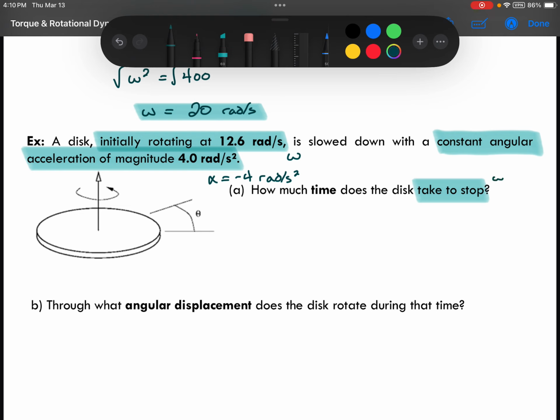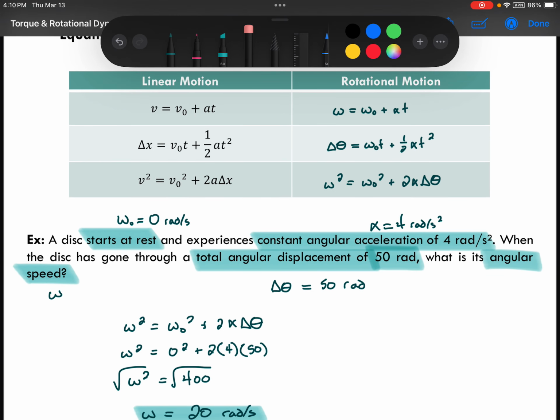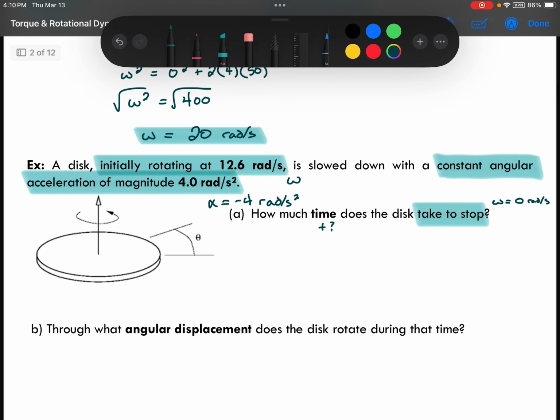And then the last thing, how much time does it take the disk to stop? And so that means that the final speed is 0 radians per second. And then we are looking for time. So going through our kinematic equations, this is going to be a classic first equation case. Omega equals omega naught plus alpha t. The final speed is 0. The initial was 12.6 radians per second, then plus -4 t.